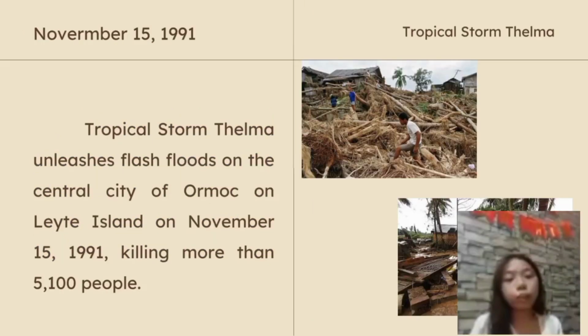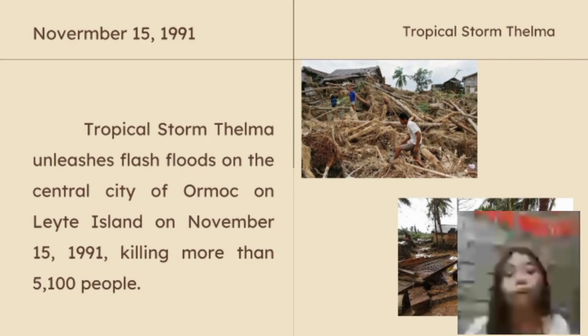Next is Tropical Storm Selma, which unleashed flash floods on the central city of Ormoc on Leyte Island on November 15, 1991, killing more than 5,100 people. Intense rainfall caused massive flooding in Ormoc and parts of eastern and western Leyte, but it was not clear why the typhoon unloaded such heavy rains when it crossed Leyte, while illegal logging and deforestation were to blame for the landslides. Geographic conditions in the area also had to be considered.